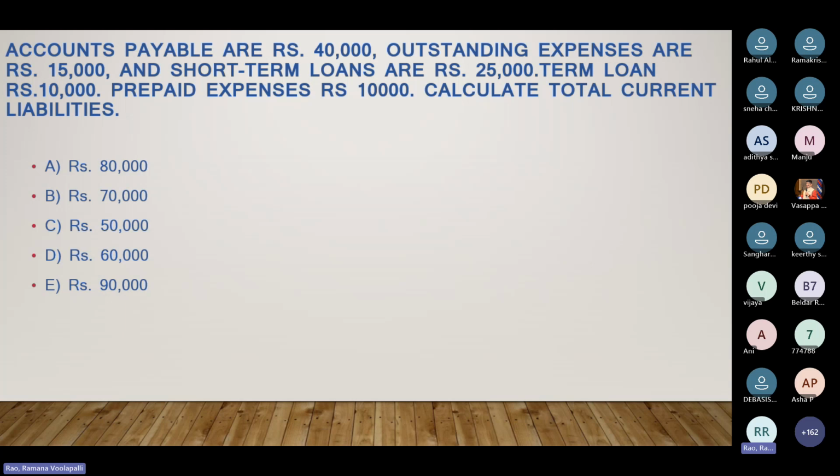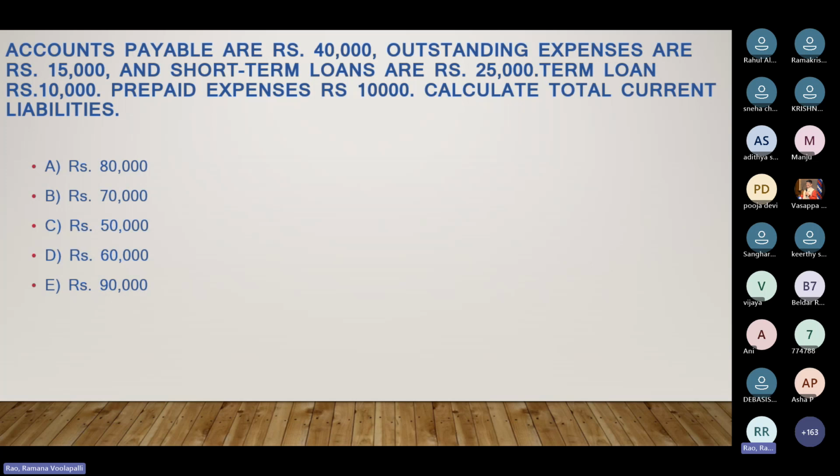See here, accounts payable is a current liability, which is known as bills payable. Yes, 40,000. Outstanding expenses is a current liability. 40 plus 15, 55,000. Short-term loan is a current liability. Bank CC and ODs are current liabilities only because they are renewed every year. What is the definition of current liabilities? The liability which can be paid within 1 year. The bank gives two types of loan: one is term loan, one is CC. CC is for day-to-day expenses.